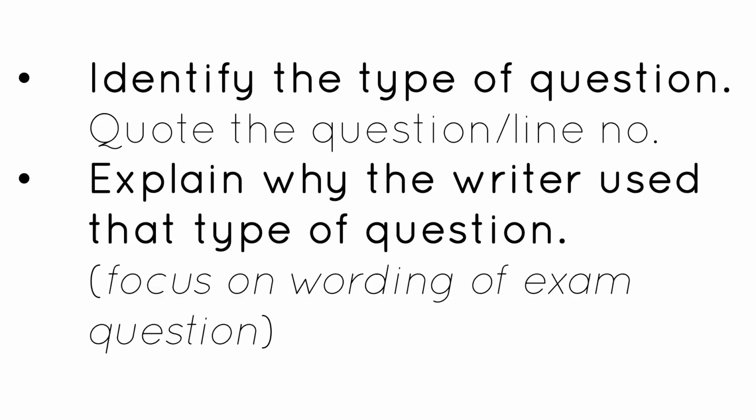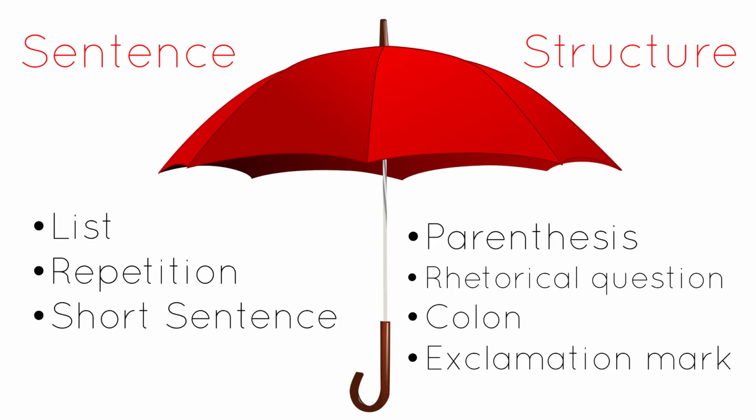Okay? And we remember that any technique, and in this case question types, are used by the writer to draw your attention, to shine a light on a certain part of their argument, and that's what the question will ask you to focus in on. So our formula is identify the type of question, question and answer, rhetorical question or series of questions, quote that question, and then explain why the writer used that particular type of question, and focus on the wording of the exam question to help you dig into what the writer is saying and their main point.